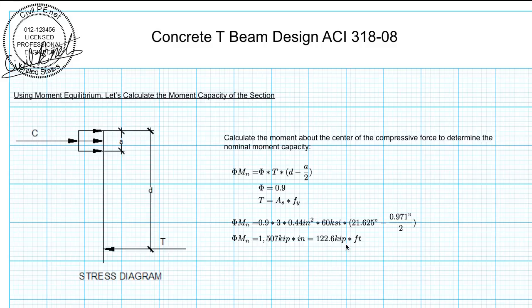So basically I just wanted to illustrate that with a T-beam section, as long as A, the depth of your compressive block, of your Whitney stress block, is less than the thickness of the flange, there's no difference in your calculation between a rectangular concrete beam and a T concrete beam.